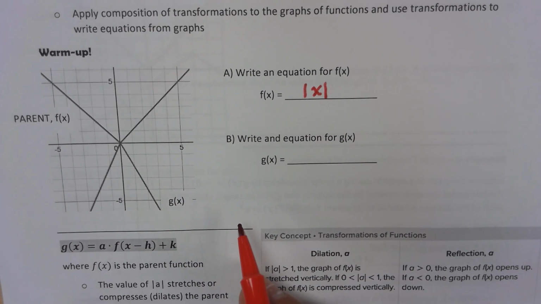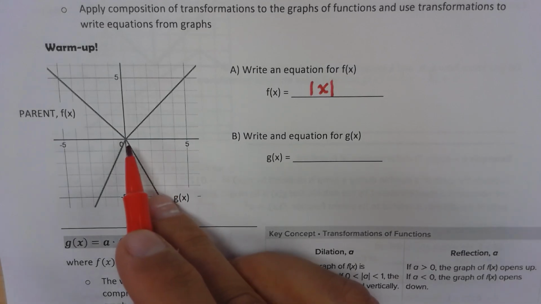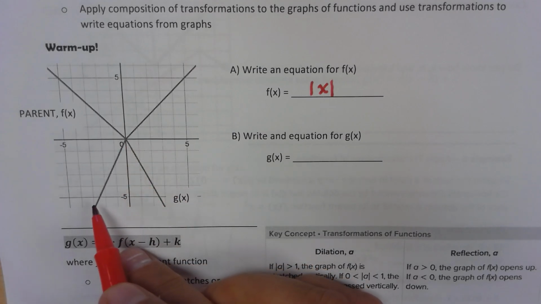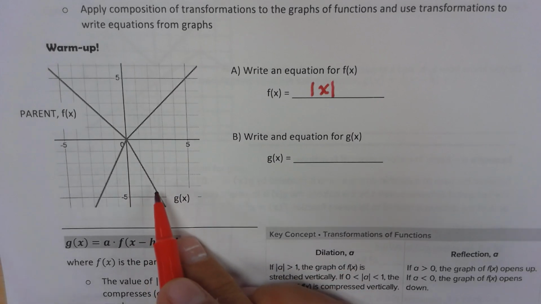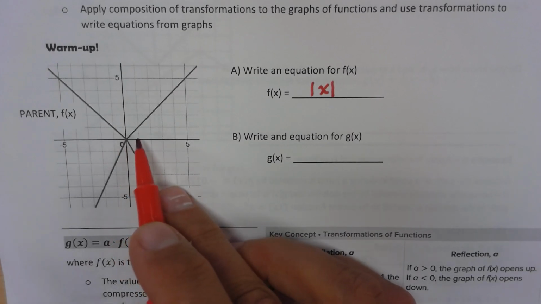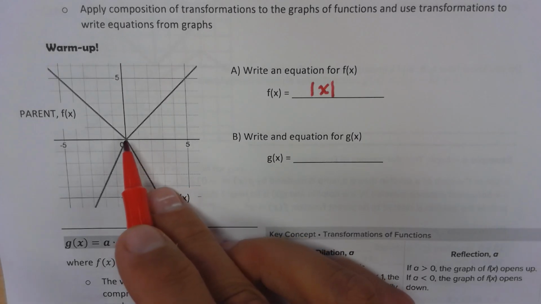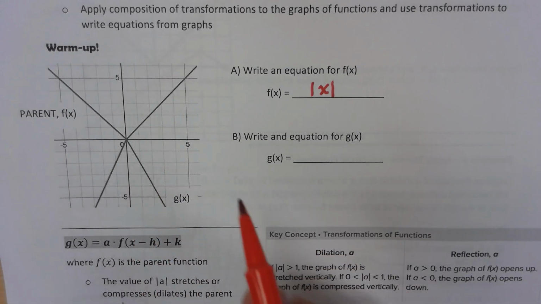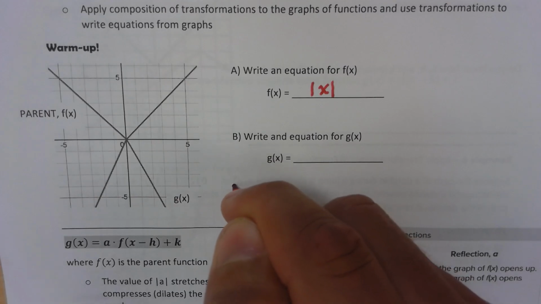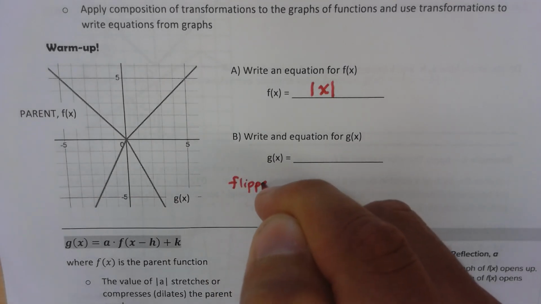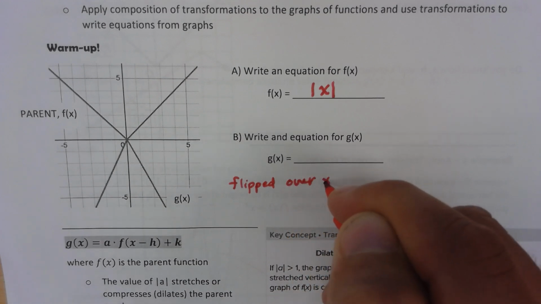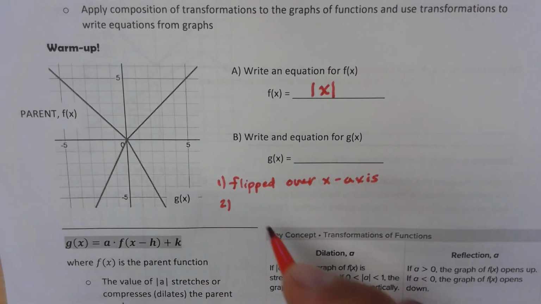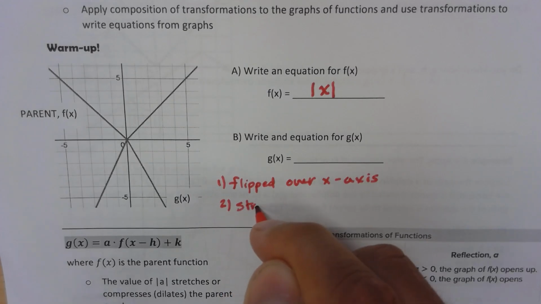All right. Now, what I see is that we have this other function, g of x. Well, g of x looks like it's been stretched vertically, meaning when I go right 1, up 1, this graph goes right 1, down 1, 2. So that tells me a couple things. Number one, it's been flipped over the x-axis. And two, it's been stretched.